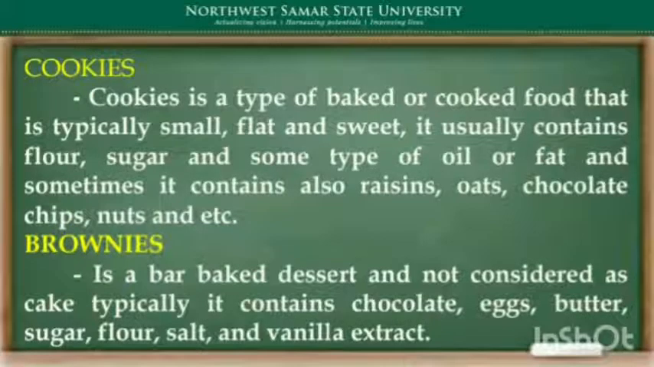A cookie is a type of baked or cooked food that is typically small, flat and sweet, and it usually contains flour, sugar, and some type of oil or fat. Sometimes it also contains raisins, oats, chocolate chips, nuts, and others. While a brownie is a bar-baked dessert, and this is not considered a cake. Typically, it contains chocolate, eggs, butter, sugar, flour, salt, and vanilla extract.